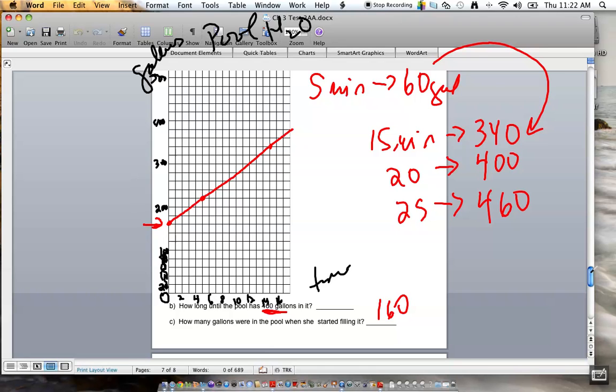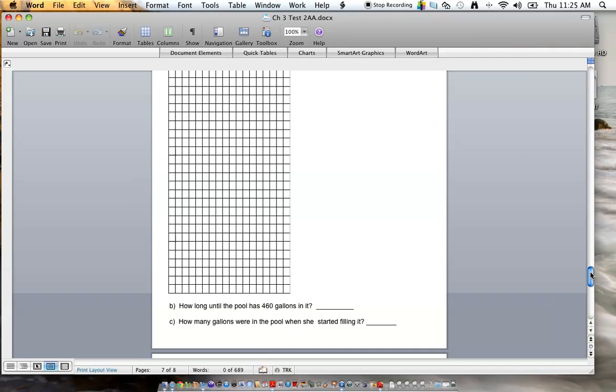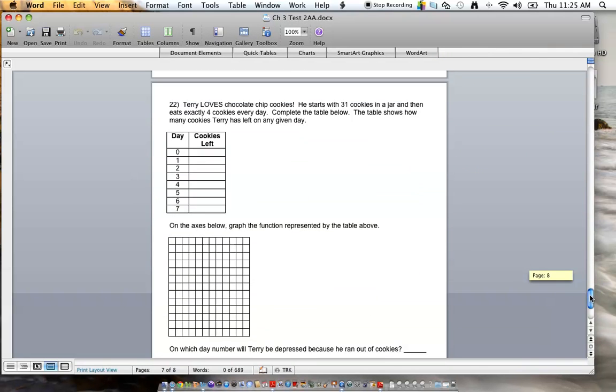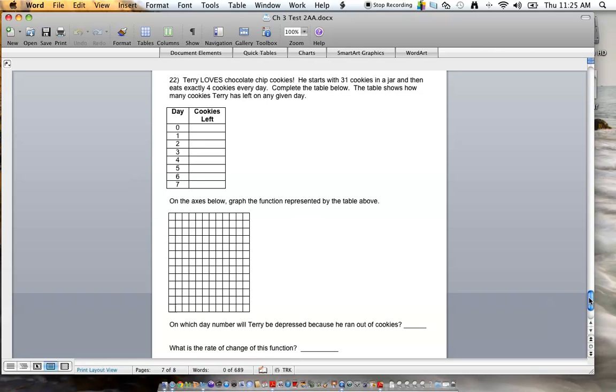I showed you the equation way before. If you knew the equation way, you got it right on this one as well. And then the last but not least was the cookie problem, my personal favorite question. It said that we have 31 cookies when we start, and then we go down 4 a day. So 27, 23, 19, 15, 11, 7, and 3.